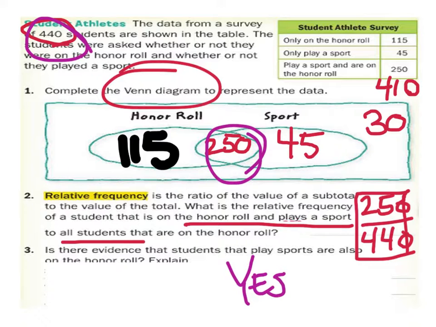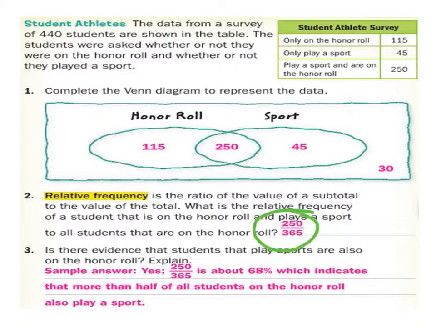From this Venn diagram, how many students total play sports? 295. You can see right up in here that 45 only plays sport, and then there's 250 that are playing sports and are on the honor roll. So you just got to combine those together, okay? That's 250 out of 295, but we did something a little bit different there. We did it compared to all the students, okay?